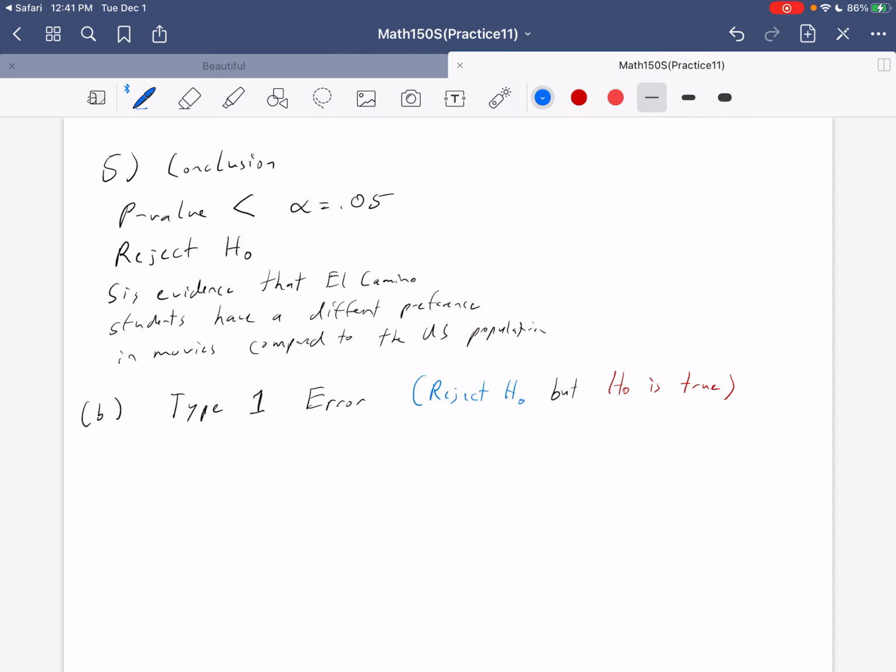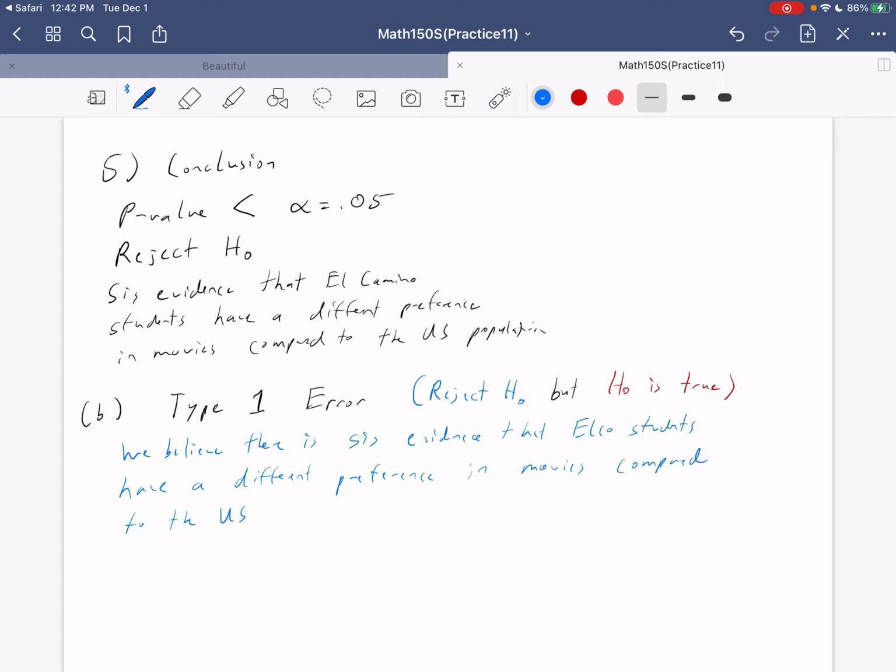Rejecting H0 means we believe there is significant evidence that El Camino students have a different preference in movies compared to the U.S. population.